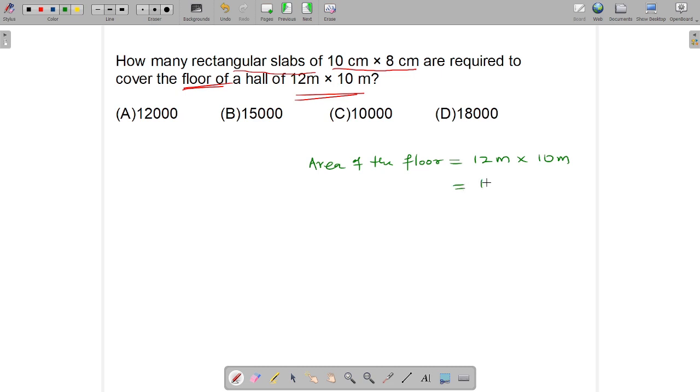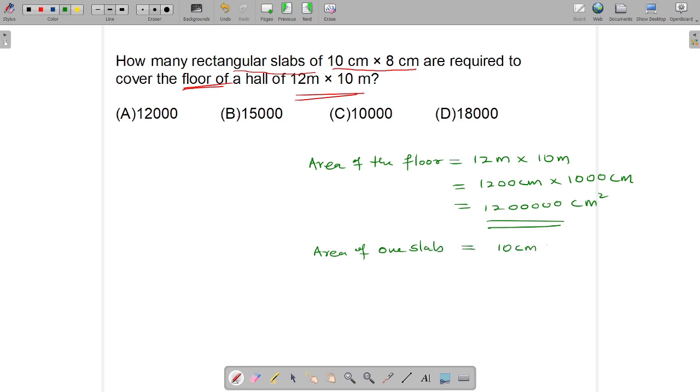So 12 meter is 1200 centimeter, into 10 meter means 1000 centimeter. And that is equal to 12 lakh, that is 12 followed by 5 zeros. That much centimeter square. The unit is centimeter square. So that is the area of the floor. Now let us find the area of one slab. Area of one slab is equal to 10 centimeter into 8 centimeter. Length is 10, breadth is 8. So that is equal to 80 centimeter square.